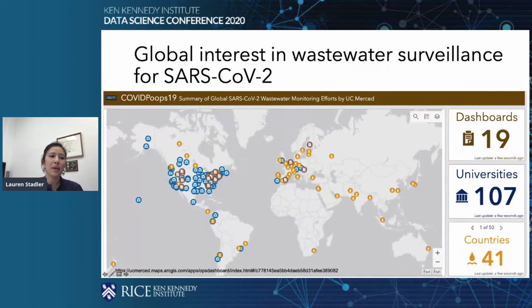Because of all these benefits I outlined on that previous slide, there's huge global interest in using wastewater surveillance for SARS-CoV-2 that's really propelled this field forward rapidly in the past few months. This is a great dashboard that's collecting all the studies going on around the world. There are 19 different dashboards where people are posting wastewater SARS-CoV-2 data in near real time. There's, I think, 107 different universities, it might even be higher now, I pulled this a few days ago, that are implementing this on campuses in some form. And this is going on in 41 different countries across the world.